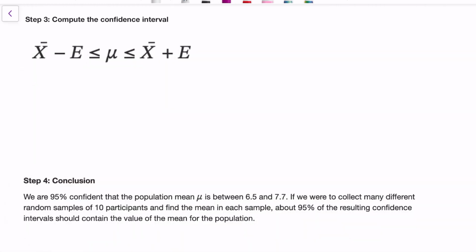So step 3 is going to be just plug in our margin of error into the confidence interval formula. So our X bar is 7.1. Our margin of error is going to be negative 0.56. In the middle of the equation, we're going to have mu. We're going to have the same thing, 7.1 plus 0.56. So in the middle of this equation, we have mu. We're going to have a lower bound and an upper bound.